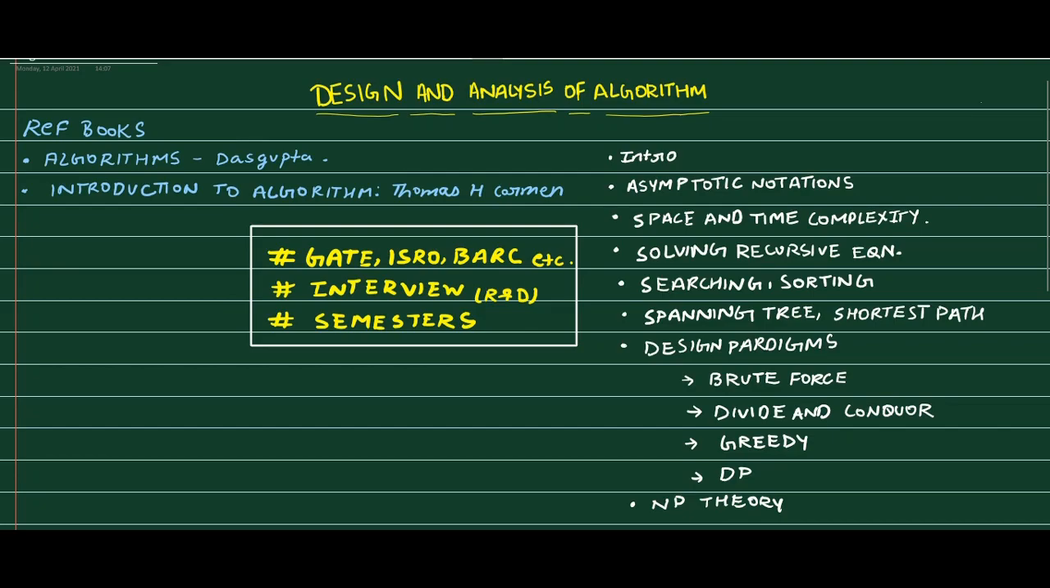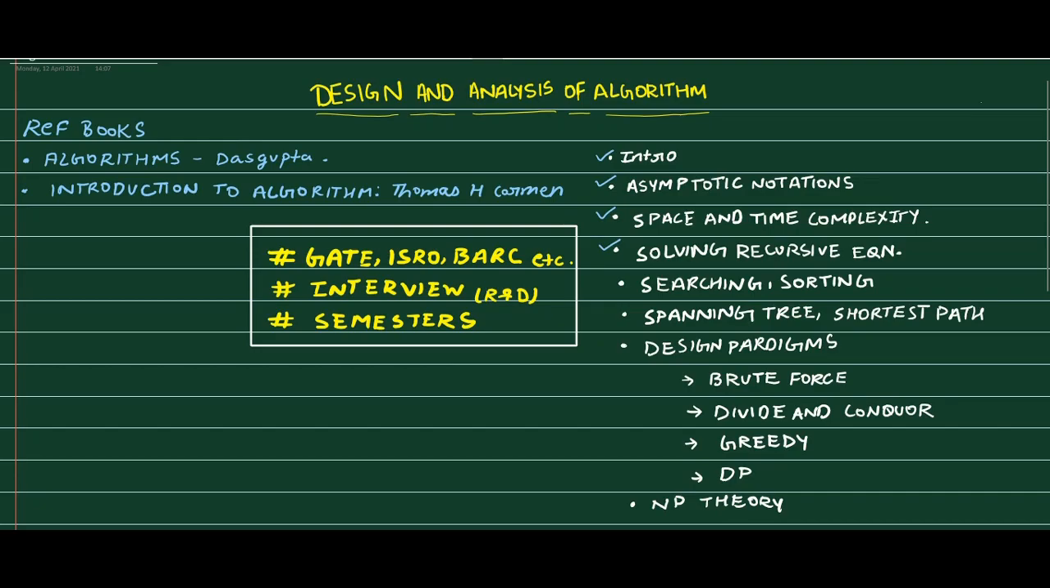We will start with a quick introduction of what actually is an algorithm. Then we will look at something known as asymptotic notations. We will also look at space and time complexities and how to find space and time complexity of algorithms. We will look at how to solve recursive equations. What are the tools that we have to do so?